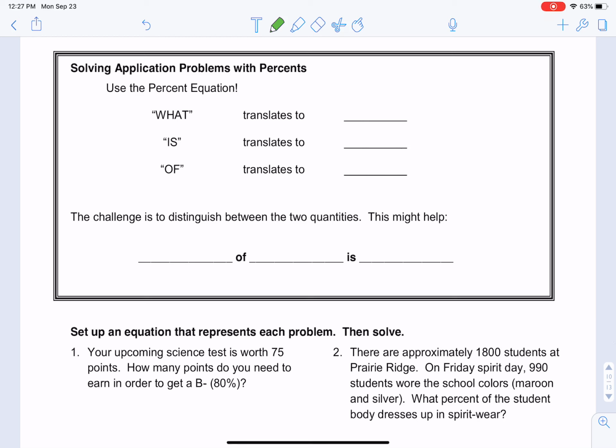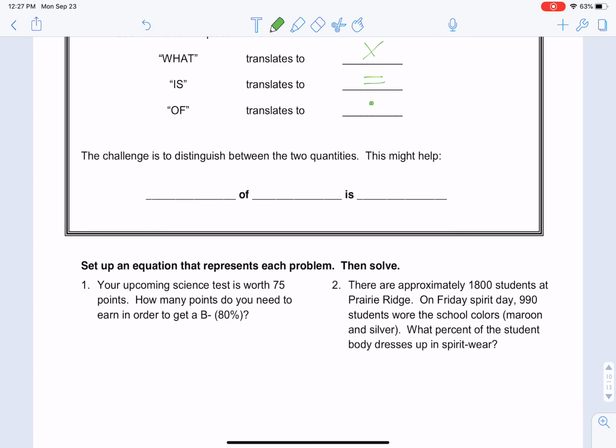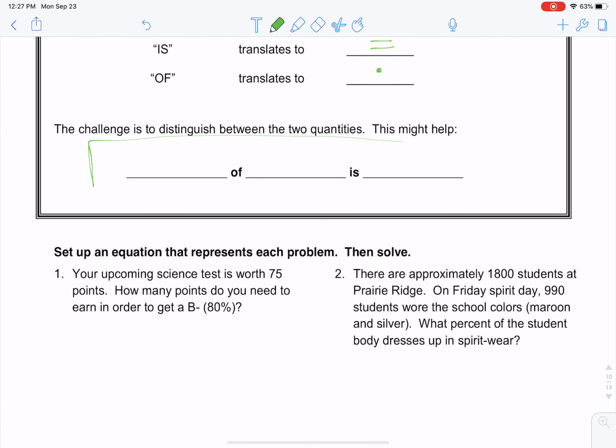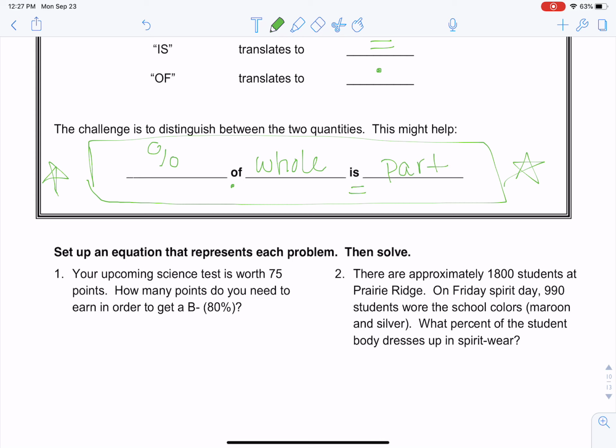So we still have to use this idea of what is and of. Remember, every time you see the word what, we do x. Is the equal sign, of is times. But now to solve actual real life percent problems, we need a more complex formula or equation. This is the most important part of today, this little formula. You have to remember that the percent of the whole, so the whole amount, equals or is the part. This is going to help you solve real life percent problems. So if you think percent of the whole is the part, you'll be great today.